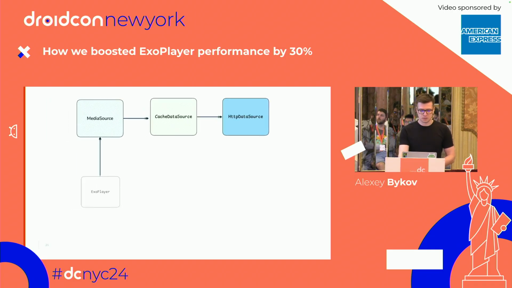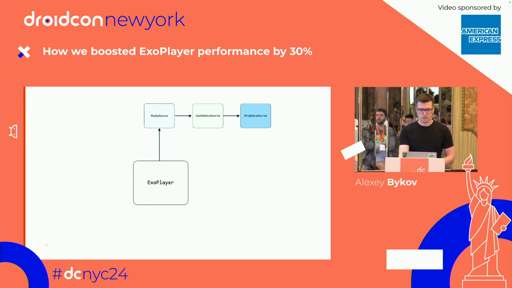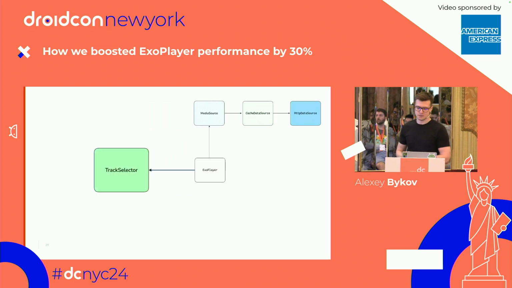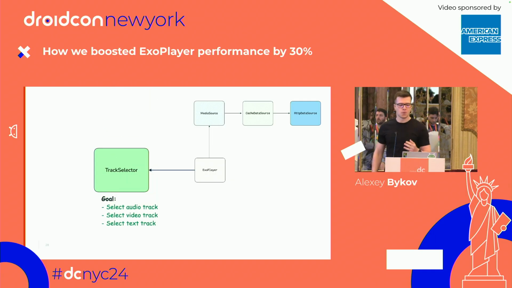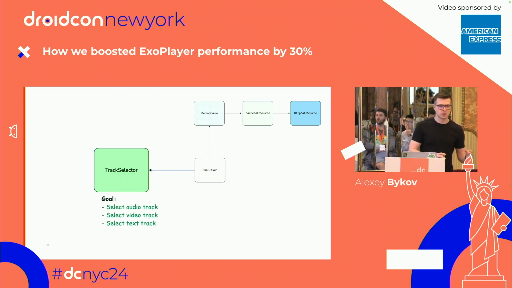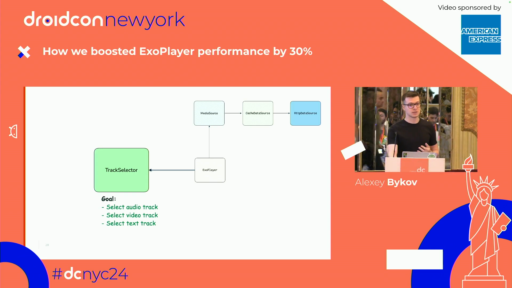There is also a track selector. Track selector is actually responsible only for selecting proper audio, video, and text tracks, and generates track selection in general for the first segments.